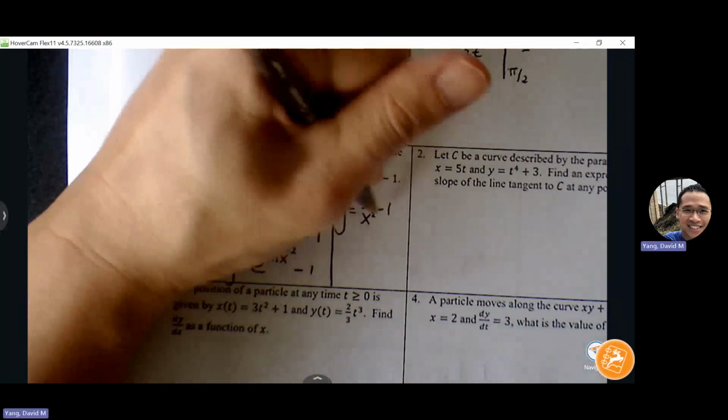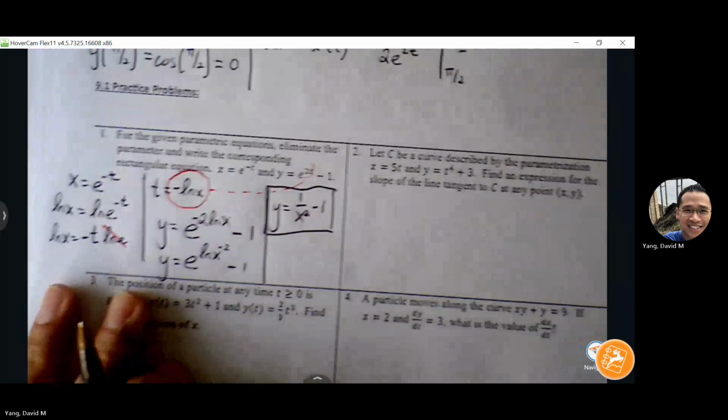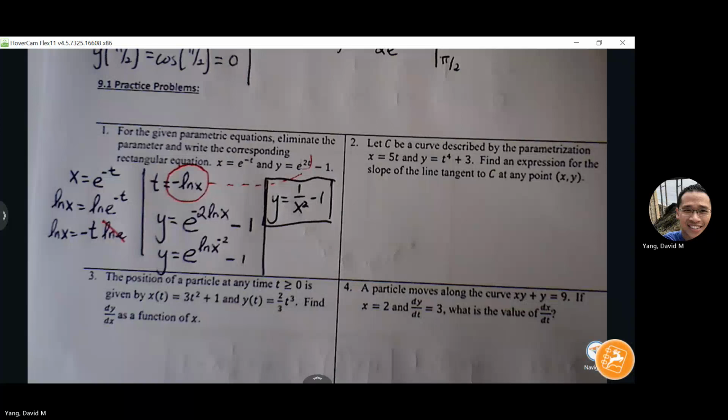The previous answer would be acceptable. Okay, number 2, we're just doing y prime of t divided by x prime of t.